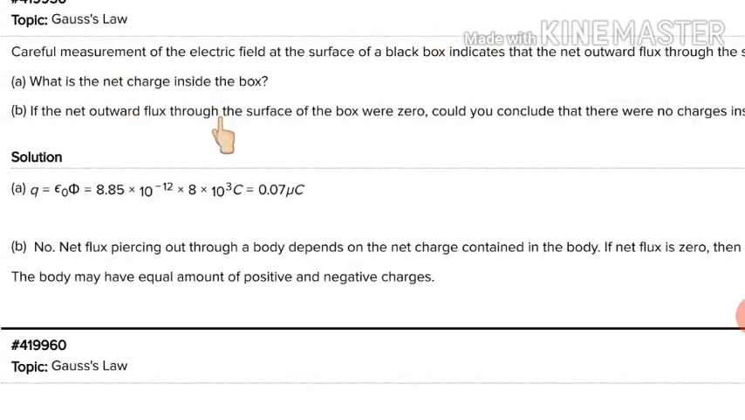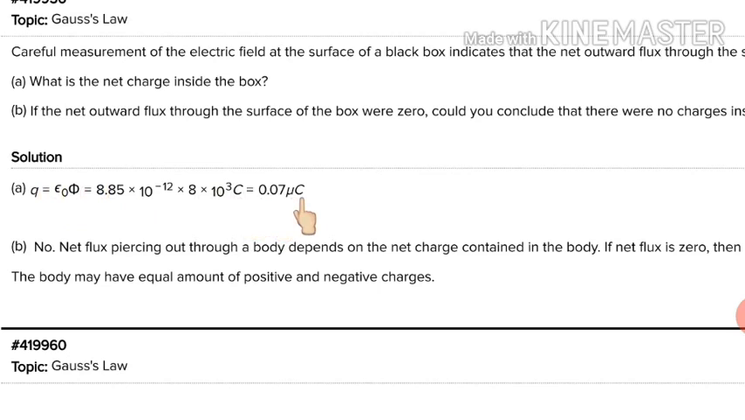So we know this according to Gauss law. Phi is equal to Q upon epsilon naught. And if we want to calculate Q, we can write Q is equal to epsilon naught phi. Epsilon naught is a constant, its value is this. Phi is given, its value is 8 into 10 to the power 3. So when we solve it, finally we can easily write that Q is equal to 0.07 microcoulomb.